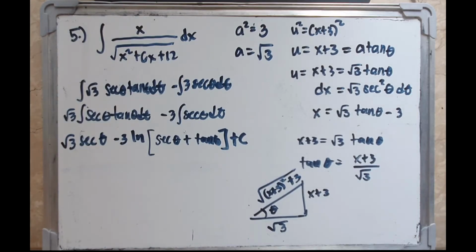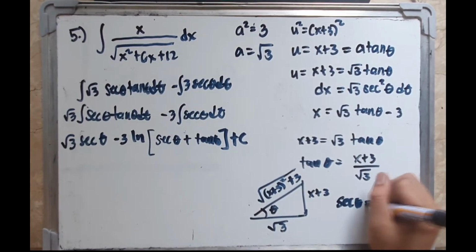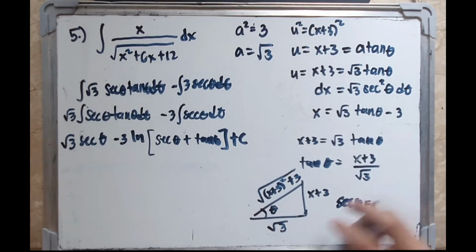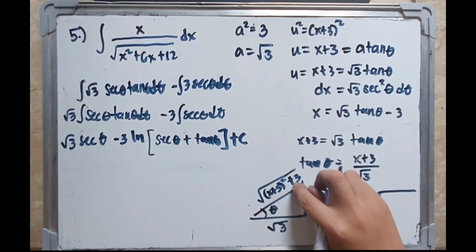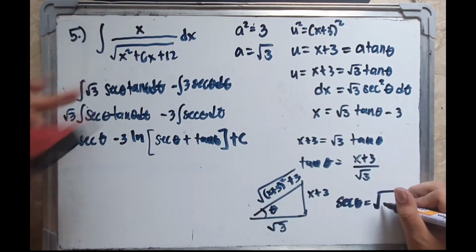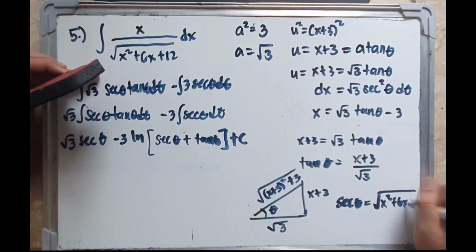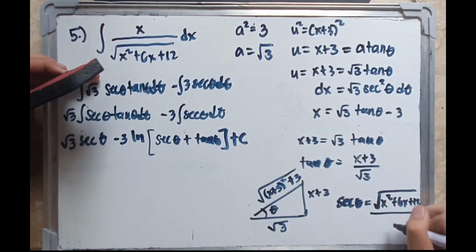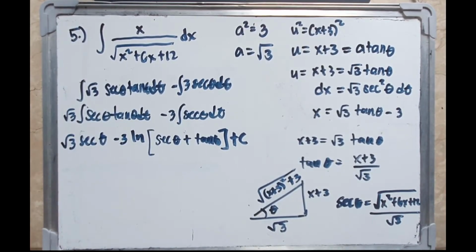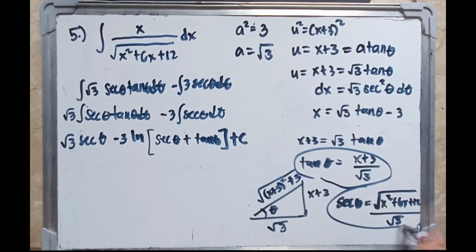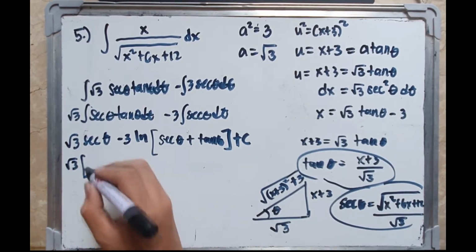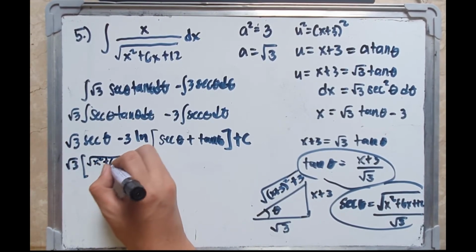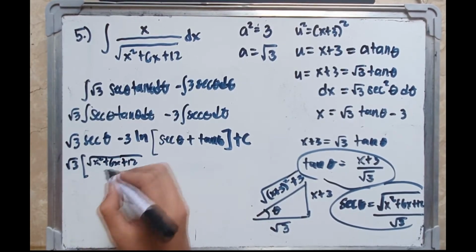Okay, so what is secant theta? Notice secant theta is hypotenuse over adjacent. Hypotenuse is this one, which is also equivalent to this one. Let's use this one. Square root of x squared plus 6x plus 12 all over with square root of 3. Okay, so now let's substitute this one and this one in our final answer right here. Square root of 3, what is secant? Square root of x squared plus 6x plus 12 all over with square root of 3.